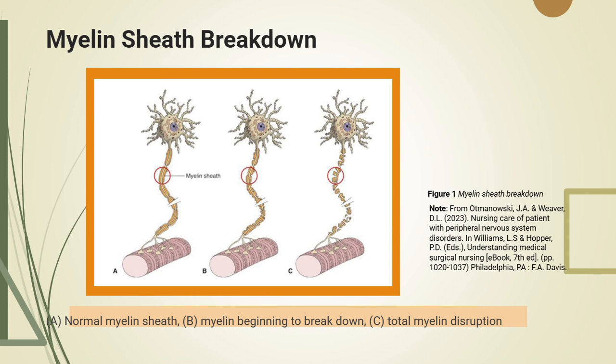This slide helps us visualize multiple sclerosis as a progressive spectrum rather than a sudden event. Understanding how changes in myelin affect nerve signaling helps nurses better interpret flare-ups, monitor changes in patient status, and provide informed support throughout the course of the disease.